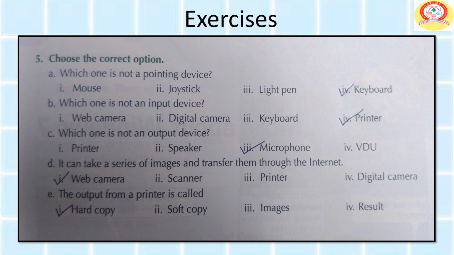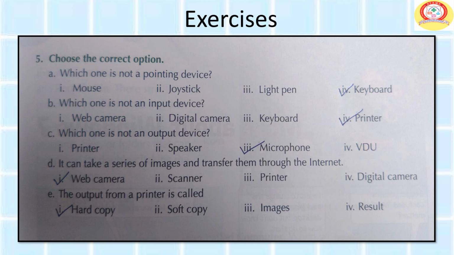Now children, let's move to D. It can take a series of images and transfer them through the internet. 1. Web camera. 2. Scanner. 3. Printer. 4. Digital camera. So what will come, children? First, web camera. A web camera can take a series of images and transfer them through the internet. Okay, children? Now let's move to E.